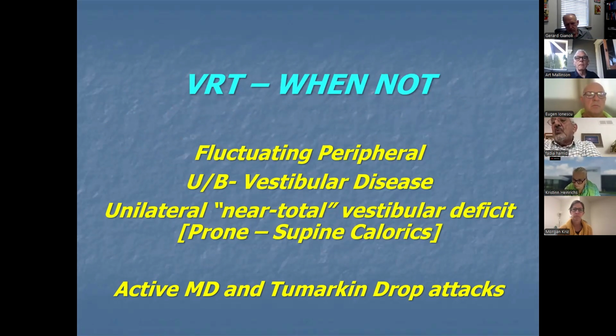And with the unilateral, it is clear from animal experiments that near total lesions may not do as well as total labyrinthectomies. And the prone supine caloric differences here can be actually very, very helpful. And finally, active Meniere's disease. I see a lot of patients with active Meniere's disease going through vestibular rehab and they're not getting better. And definitely tumor and drop attacks are not indication for vestibular rehabilitation.